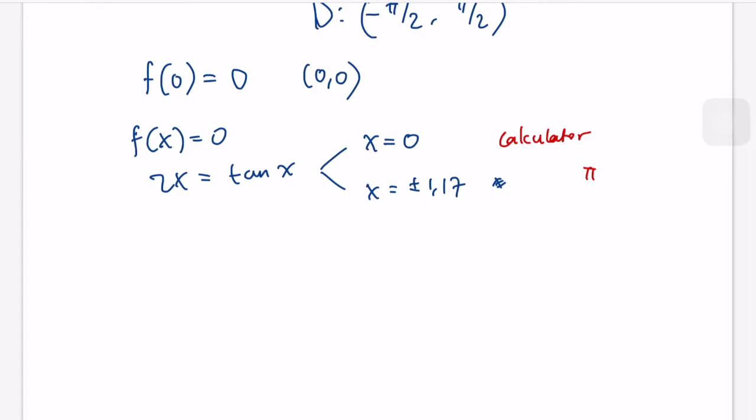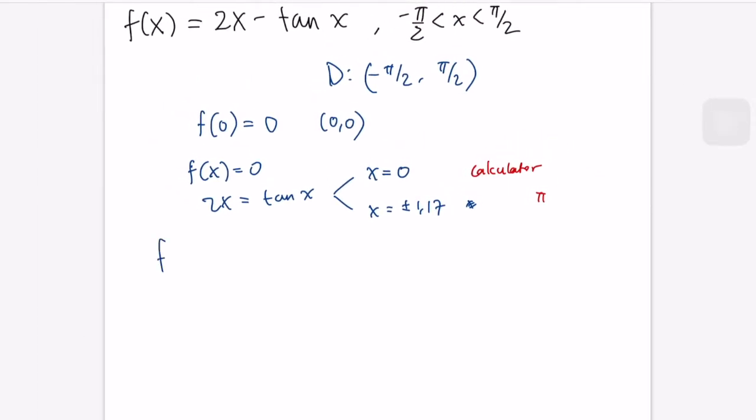And if we have the minus x put inside, it will be minus 2x plus tangent x, right? Because tangent, if it's in negative, it will be negative. So this will be the negative of the original function. So f is an odd function, right? So it's symmetric, but it's symmetric on the origin.